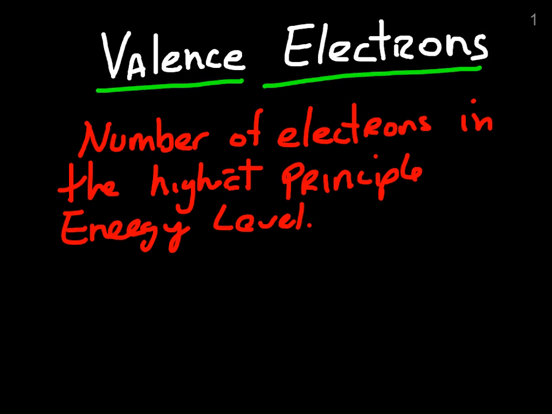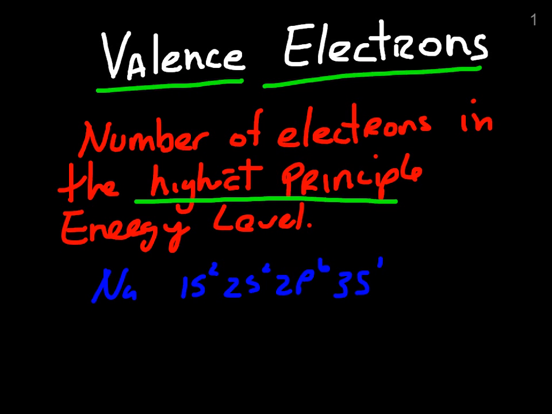All right? Let's say I have an electron configuration of sodium in A. I'd go 1s2, 2s2, 2p6, 3s1. So I look for the highest principal energy level. In this case, it's the third. The number of electrons is designated right there. So my number of valence electrons would be equal to 1. All right? So let me do another one.